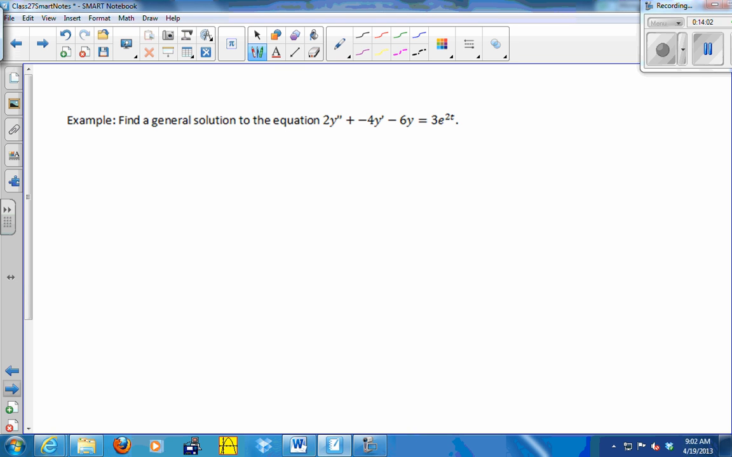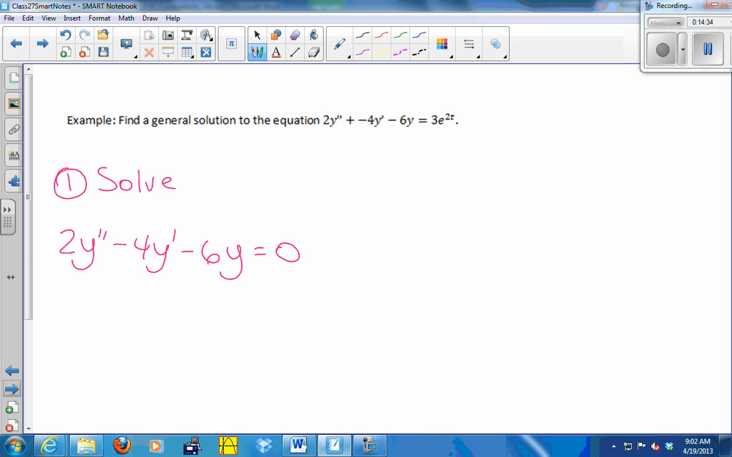Okay, so let's apply our new technique. I want to solve this general equation, 2y double prime minus 4y prime minus 6y equals 3e to the 2t. So if you remember from section 3.6, let's write down our 3 steps. 1, solve the associated homogeneous: 2y double prime minus 4y prime minus 6y equals 0, right? I'm just going to write down the 3 steps, then we'll come back and do them.